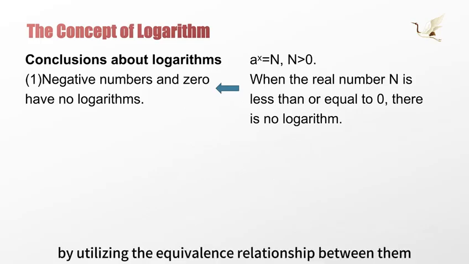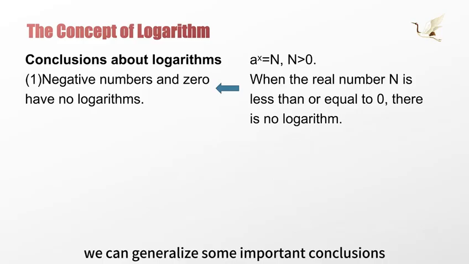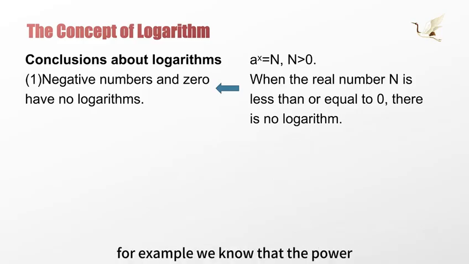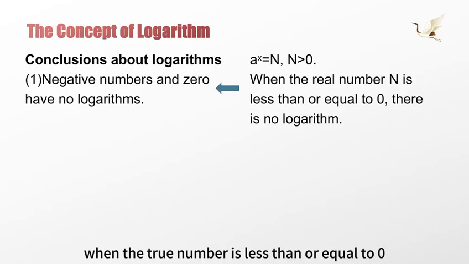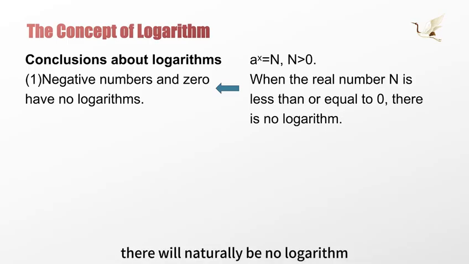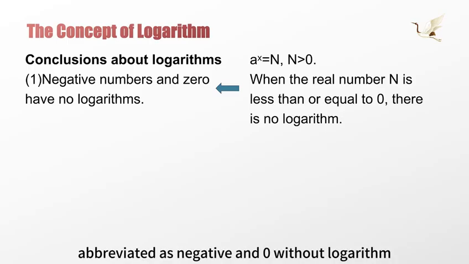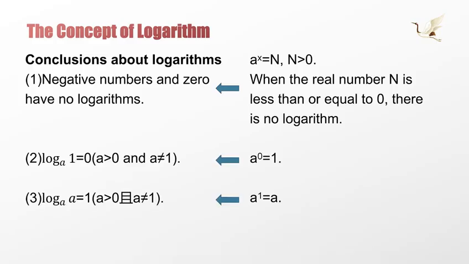So by utilizing the equivalence relationship between them, we can generalize some important conclusions from exponents to logarithms. For example, we know that the power n in an exponent must be greater than 0 if the true number is greater than 0. Of course, when the true number is less than or equal to 0, there will naturally be no logarithm, abbreviated as: negative numbers and 0 have no logarithm.